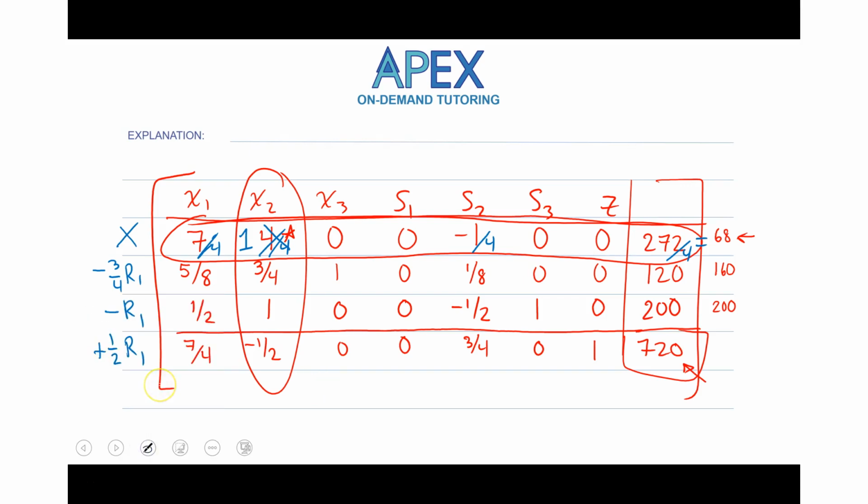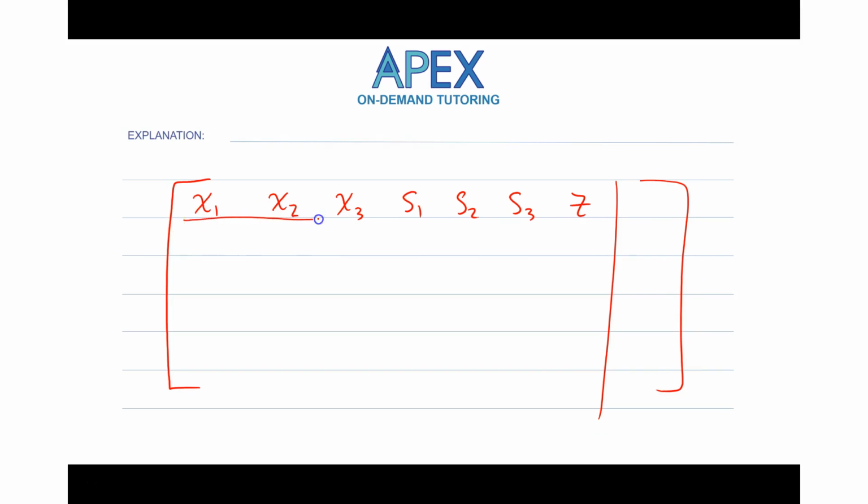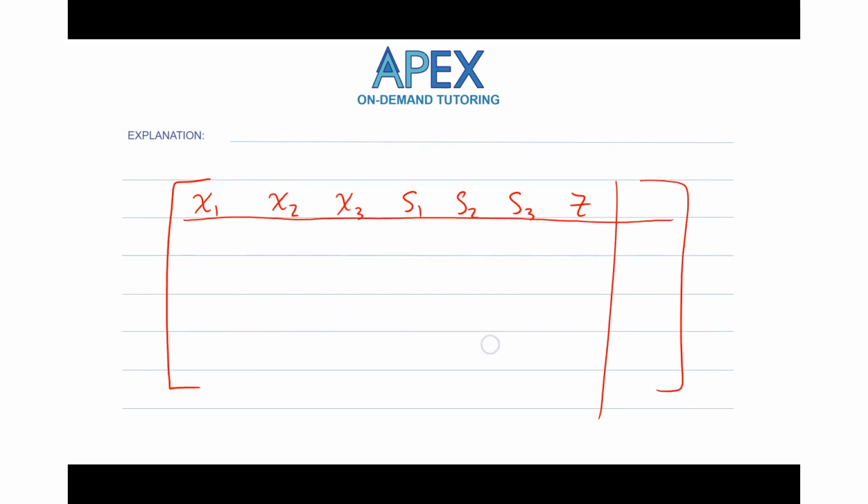So what is this going to turn into? Whoops. Let's go to our next slide. And again, x1, x2, x3, s1, s2, s3, z, and then our profit column. Okay, now we have our first row staying the same. That's our pivot row. So we're just going to write that down. That's 7/4, 1, 0, 0, -1/4, 0, 0, and 68.